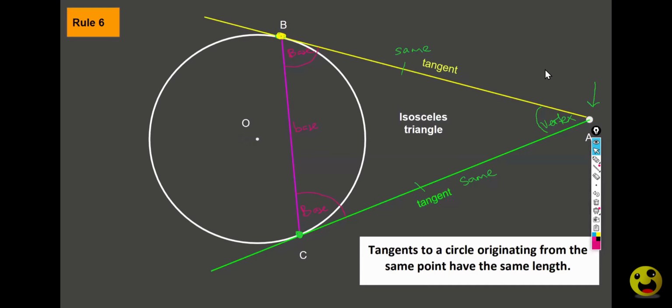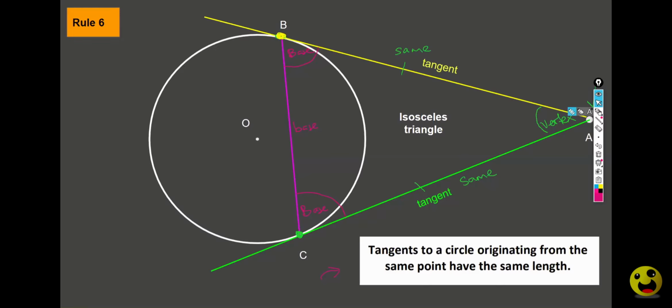Right? I will put Rule 6 in words just now for you guys. Oh, I have it underneath there. It now appeared. That's Rule 6 in words. Tangents to a circle originating from the same point have the same length.